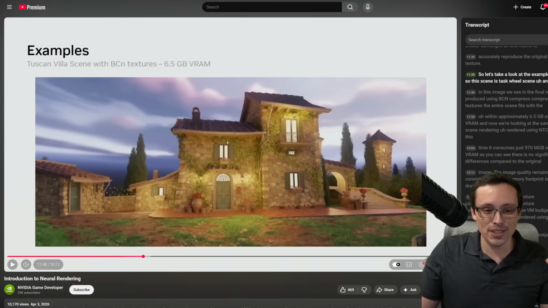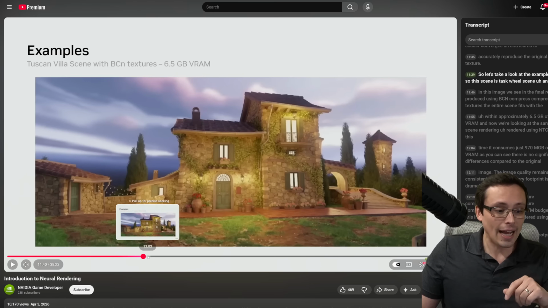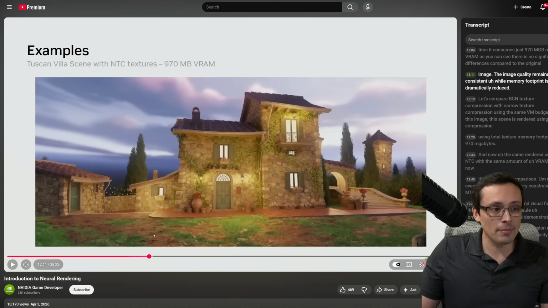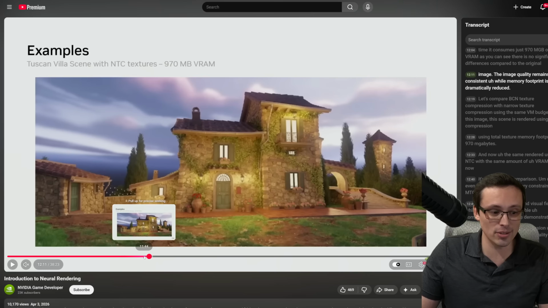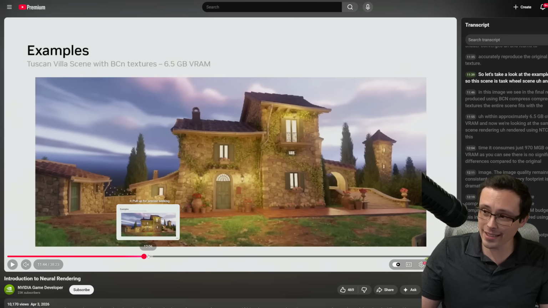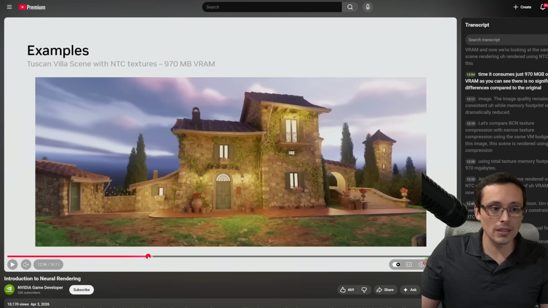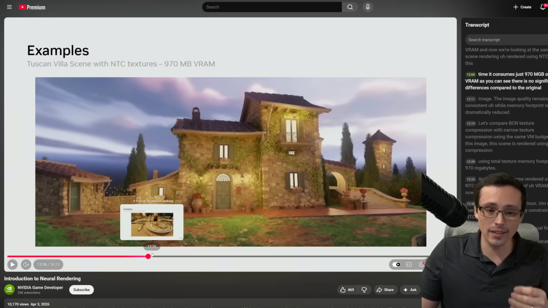So I wouldn't make too much out of what we're actually seeing here, but they're claiming that this Tuscan Villa scene with BCN textures takes 6.5 gigabytes of VRAM. However, if they then do the same thing using neural texture compression, they can get it down to 970 megabytes. So basically a gigabyte. So they go from a little over 6 gigabytes of VRAM to a little bit less than 1 gigabyte of VRAM.